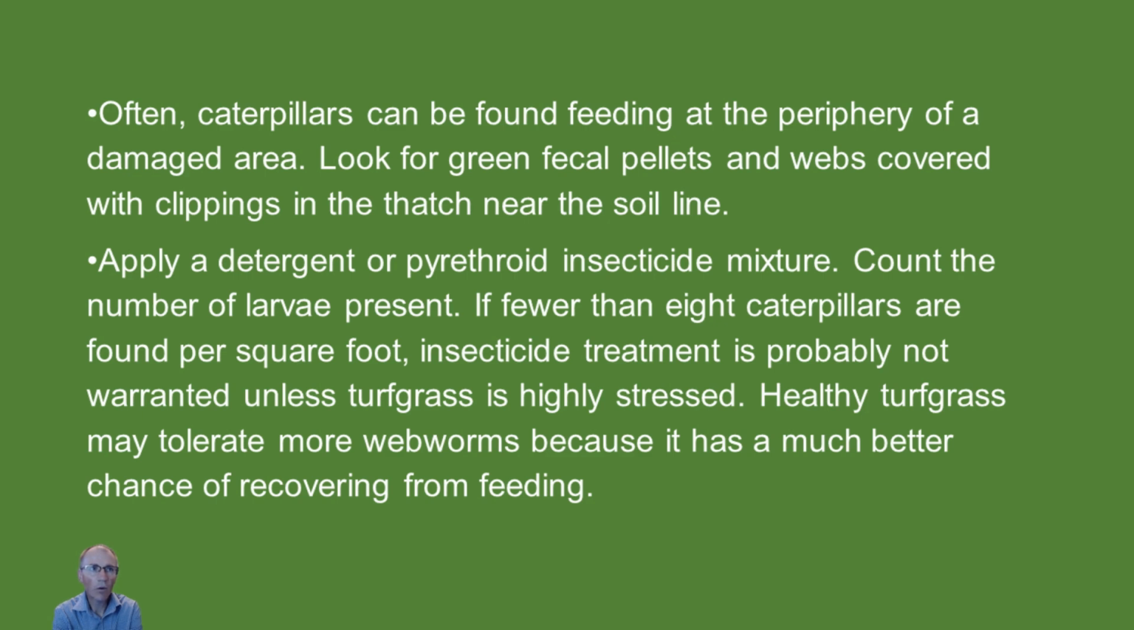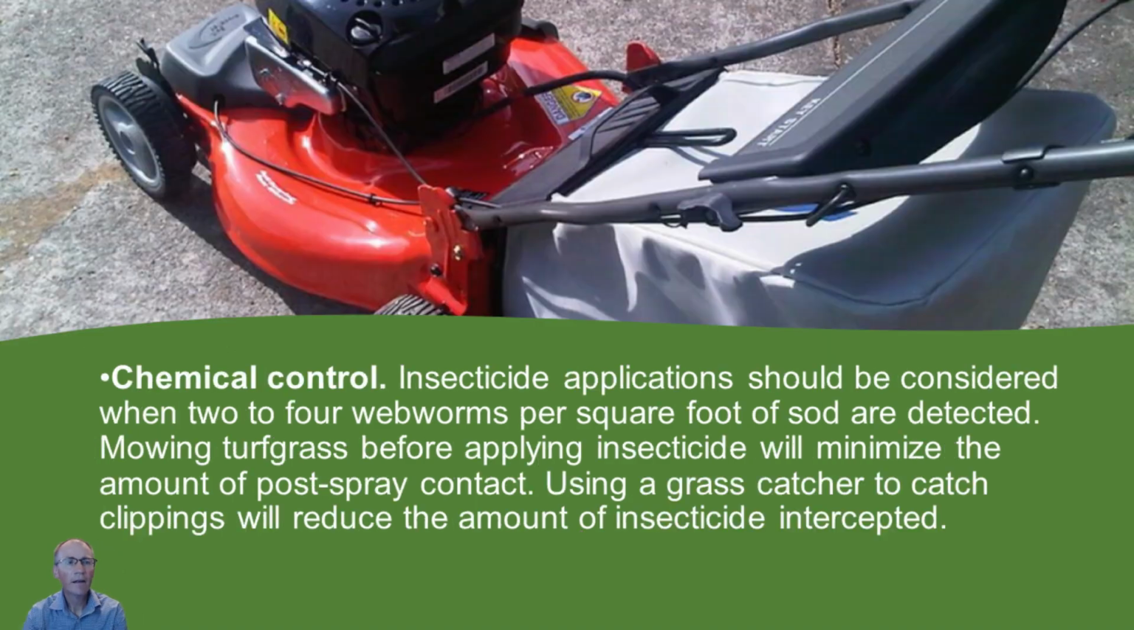Apply a detergent or pyrethroid insecticide mixture. Count the number of larvae present. If fewer than 8 caterpillars are found per square foot, insecticide treatment is probably not warranted unless turfgrass is highly stressed. Healthy turfgrass may tolerate more webworms because it has a much better chance of recovering from feeding. Chemical control. Insecticide applications should be considered when 2 to 4 webworms per square foot of sod are detected.